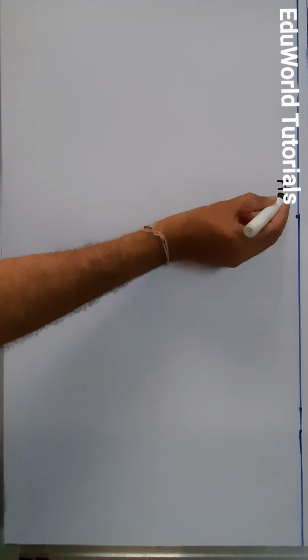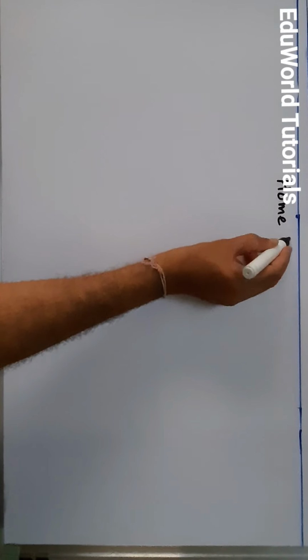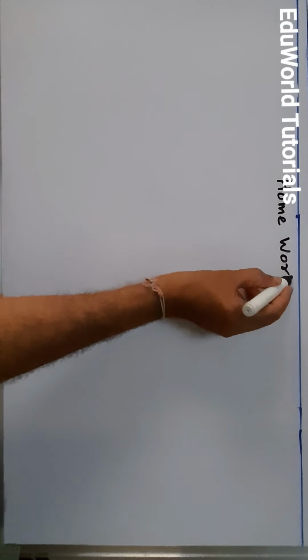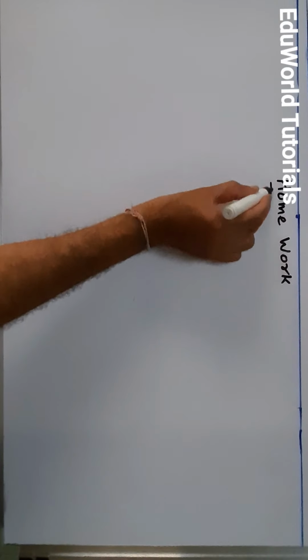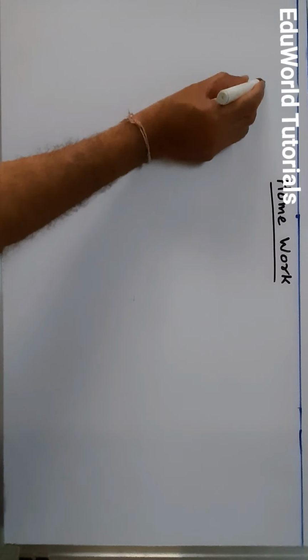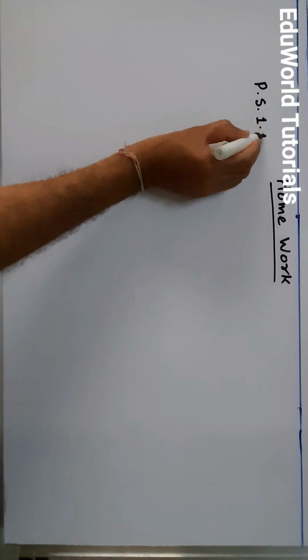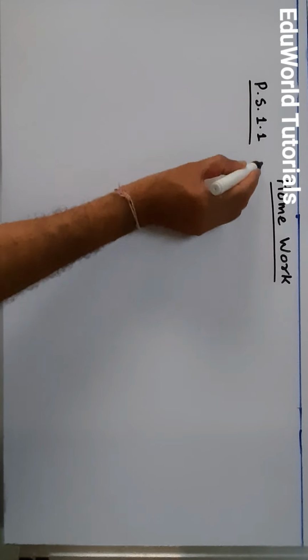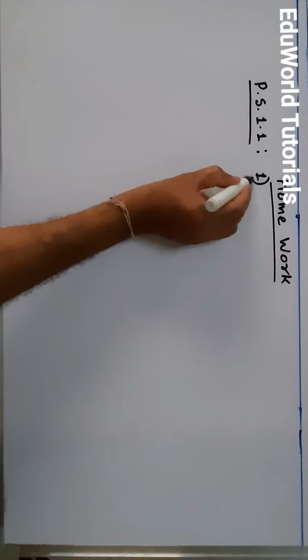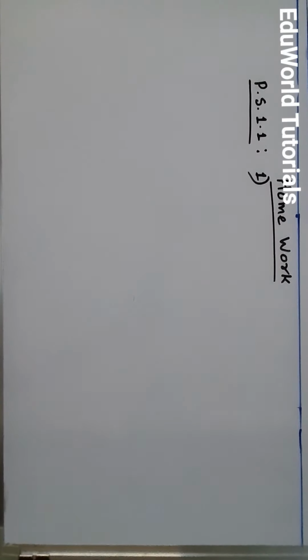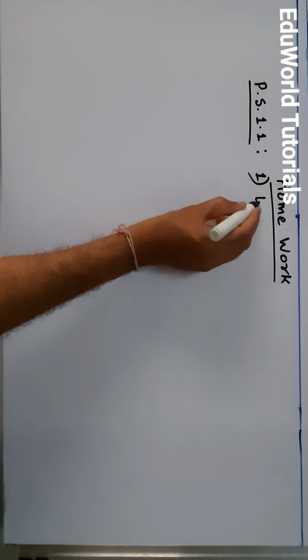Now the first sum that we are doing today is of practice set 1.1, first sum. Observe the first sum. What is the first sum? The question reads like this. I will not write the question, but it is saying the base of a triangle is 9 and height is 5. So what will we write?